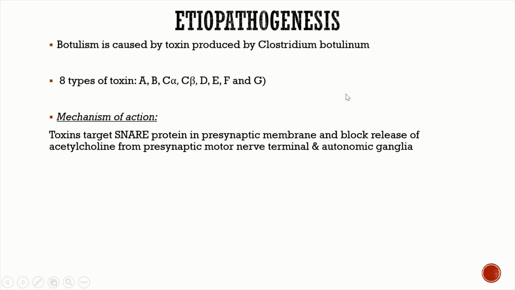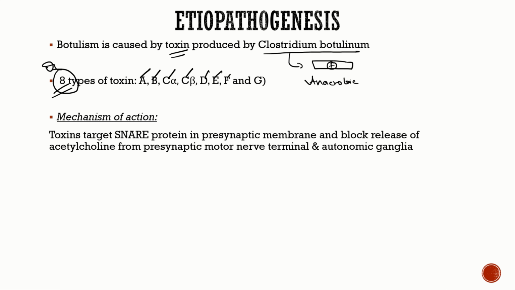So botulism is caused by a toxin that is produced by Clostridium botulinum. Clostridium botulinum is a gram-positive anaerobic bacillus, and there are 8 types of toxins. This is a very, very important MCQ. There are 8 types of toxins: type A, B, C alpha, C beta, D, E, F, and G.